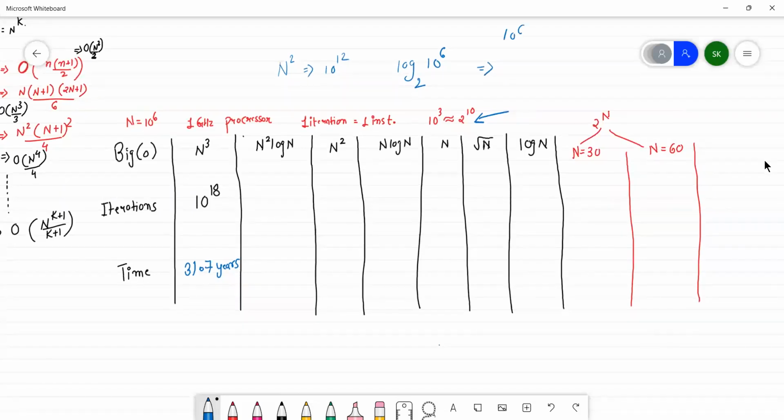10 to the power 6 will approximately be equal to 2 to the power 20. So here you will get log of 2 to the power 20. This whole thing will cancel out and you're going to get 20. Able to follow this? Everyone in the class, are you able to follow this? Okay.